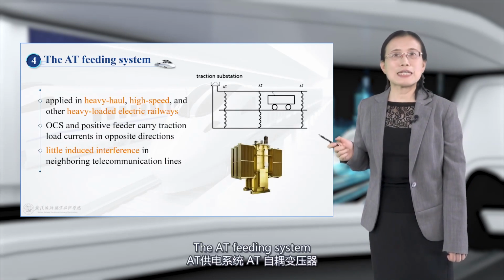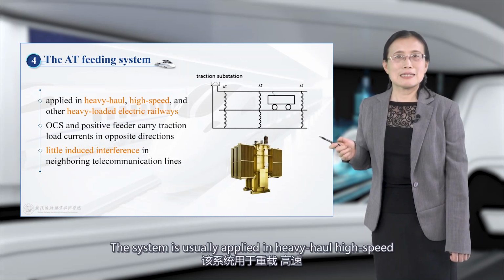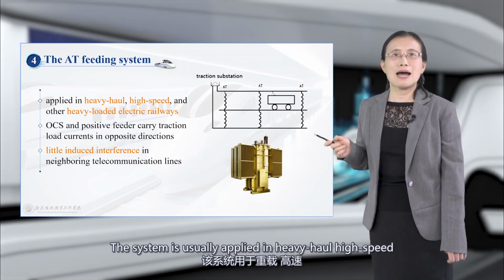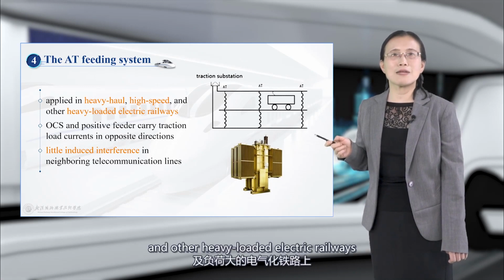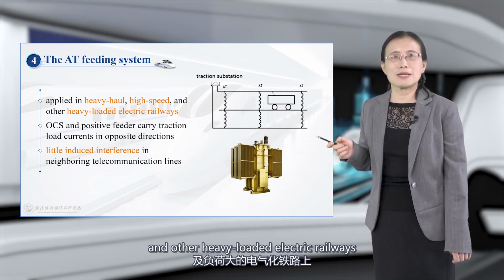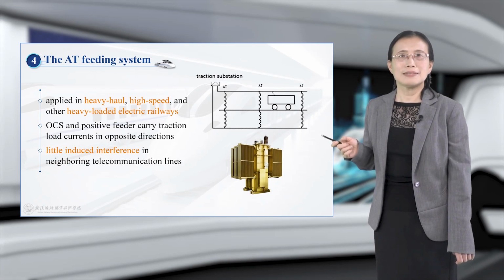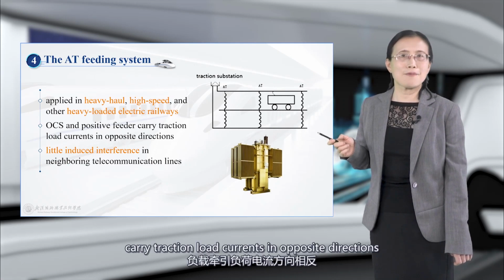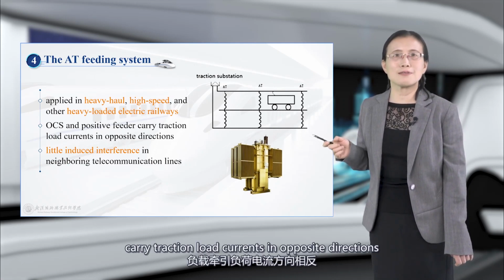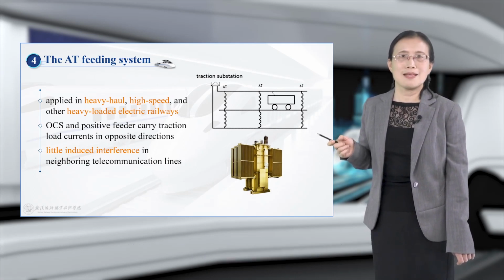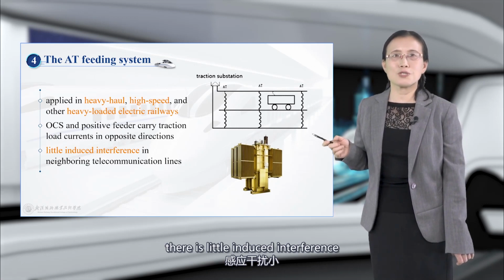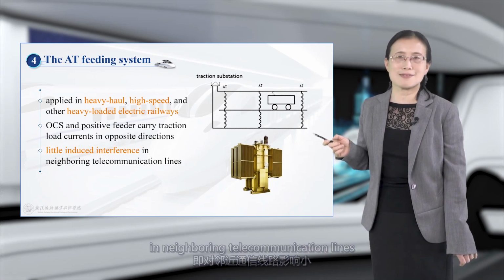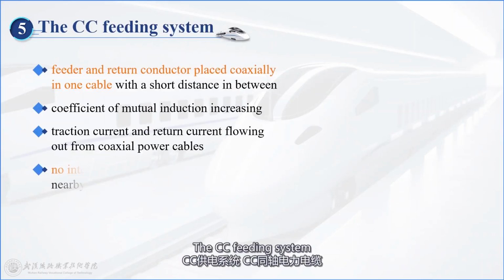The AT feeding system. The system is usually applied in heavy-haul, high-speed, and other heavy-loaded electric railways. Meanwhile, as the OCS and the positive feeder carry traction load currents in opposite directions, there's little induced interference in neighboring telecommunication lines. The CC feeding system.